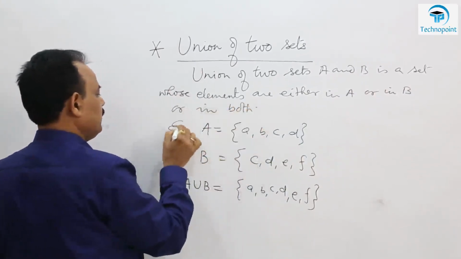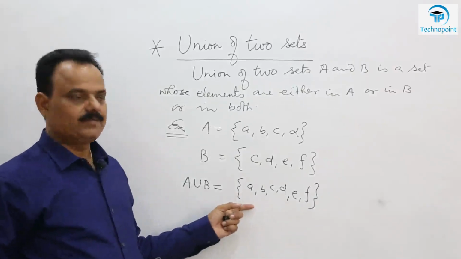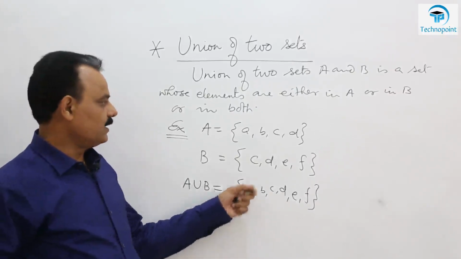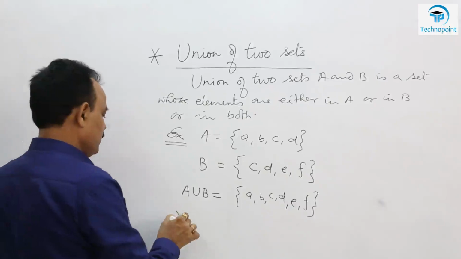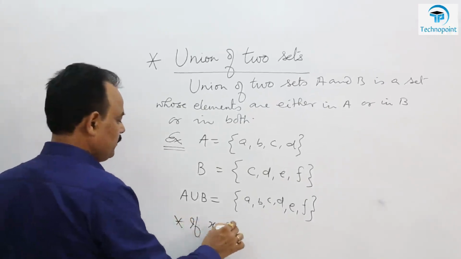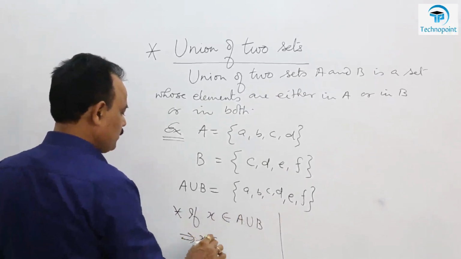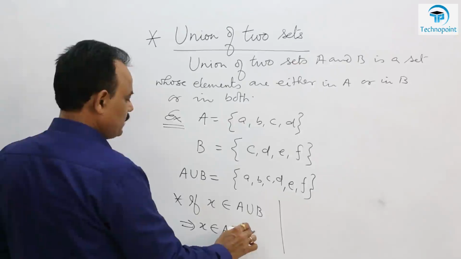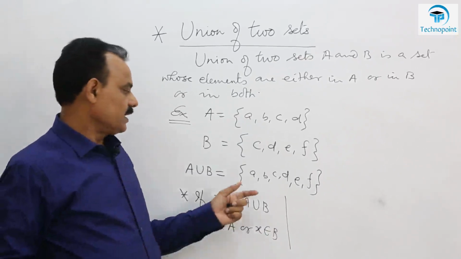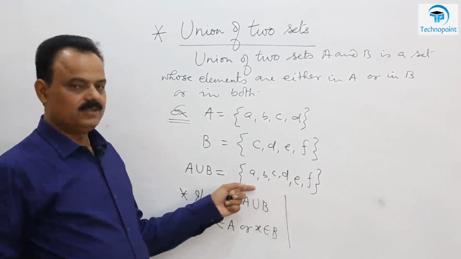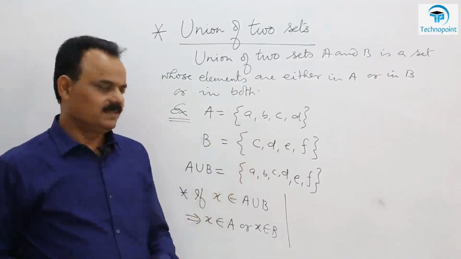You can see here, union of two sets is a set of all those elements which are either in first set or in second set or in both. So if X belongs to A union B, then what? Either X belongs to A or X belongs to B, or maybe X belongs to both. अगर X A union B का एलिमेंट है तो ज़रूर या तो A में है या B में है या दोनों में हो सकता है.